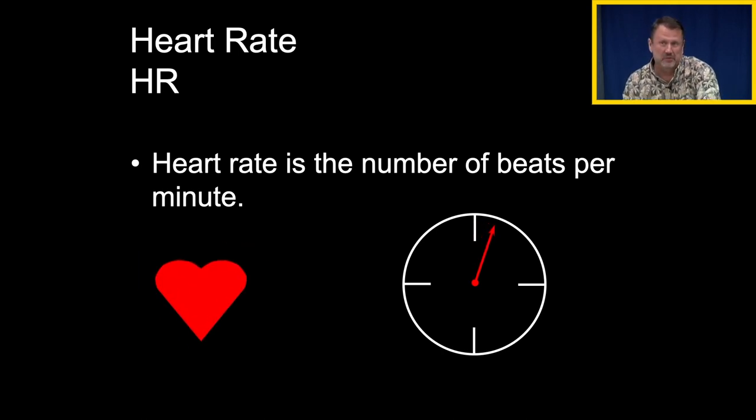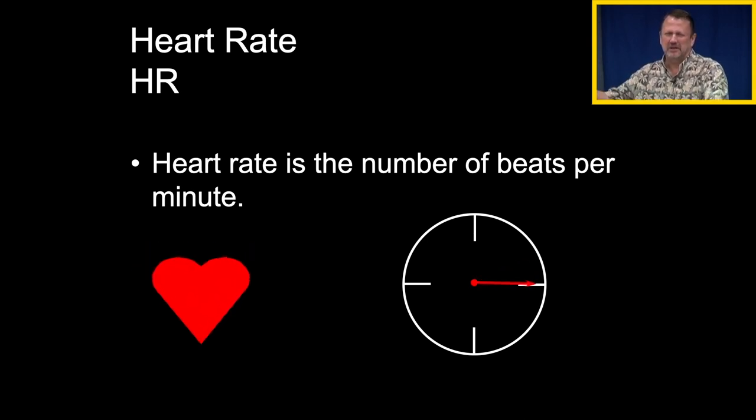All right, well, this is really simple. The heart rate is the number of beats per minute. Anyone knows this. A rate is anything over time, and the heart rate is number of beats per minute. So we can take the number of beats in 15 seconds and multiply that by 4, or we can count the number of beats over 30 seconds and multiply that by 2. But regardless, you guys understand what a heart rate is. It's very, very simple.